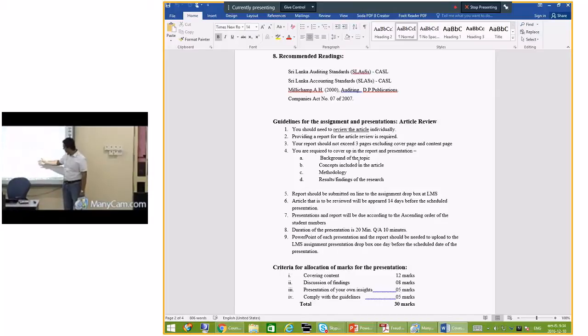Whatever guidelines are given, it includes 30 marks for the presentation and the report, and the remaining 20 marks, again 20 marks, for the online quiz. That will be at the end of the discussions, and you can do it before the exam date. So 20 marks, then altogether 50 marks are completed. Then the final 50 marks you can earn in the final exam. So that is the plan.